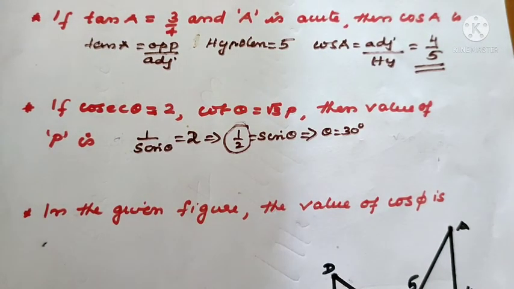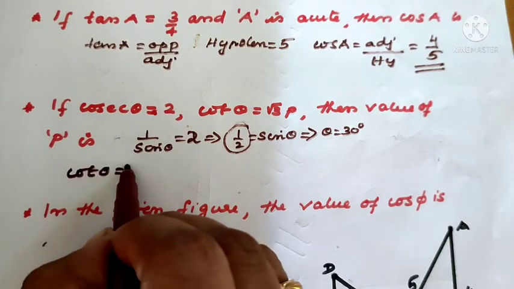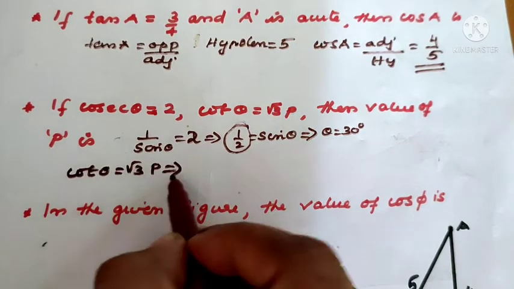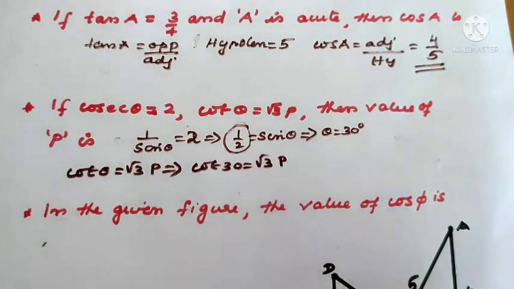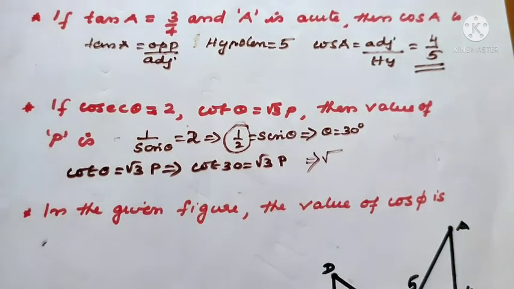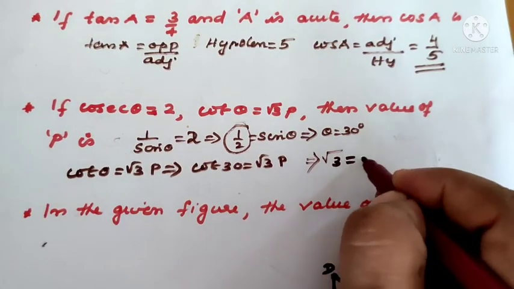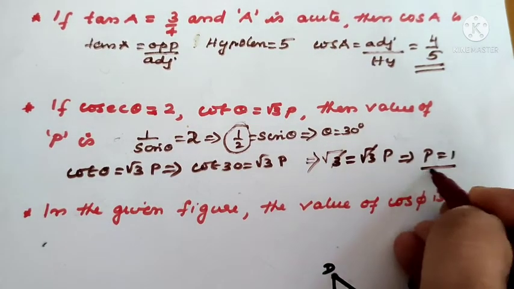Now what is the next step? We can write cot theta equal to root 3p is given. This implies cot 30 equal to root 3p. What is the value of cot 30? It is equal to root 3 only. So root 3 equal to root 3p. That means it will get cancelled. This implies p equal to 1 only.